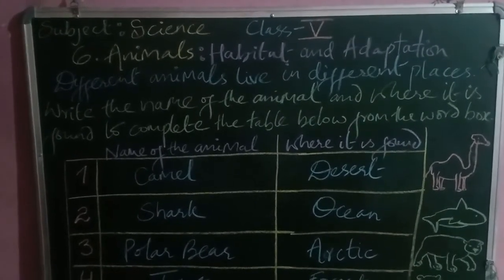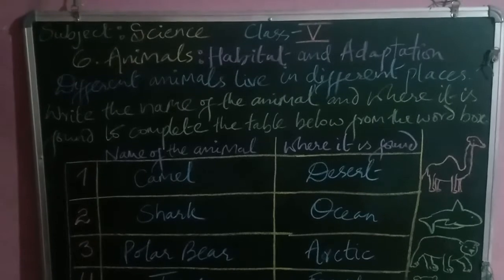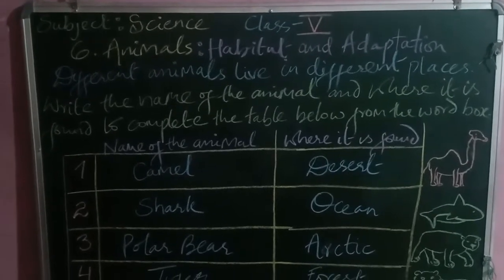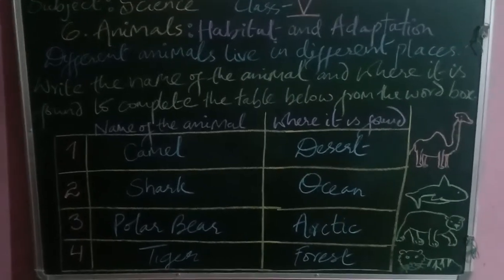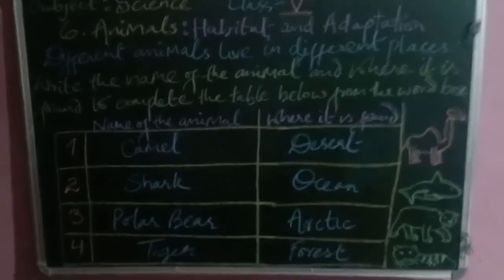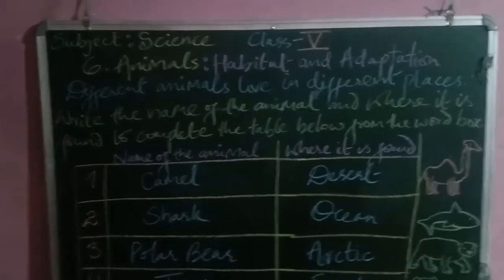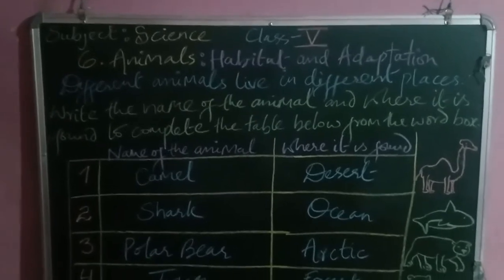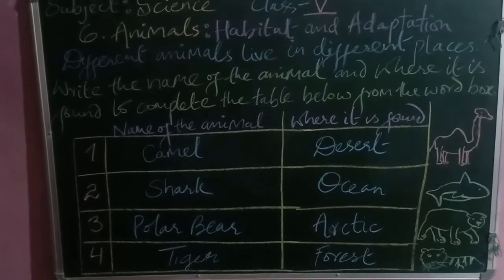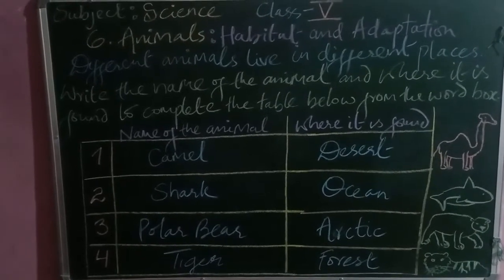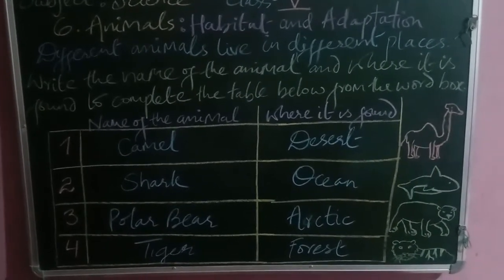Different animals live in different places. Write the names of the animal and where it is found to complete the table below from the word box. So, they have given the name of the animal and where it is found. The first one is camel. Name of the animal is camel, and where it is found? It is found in the desert.